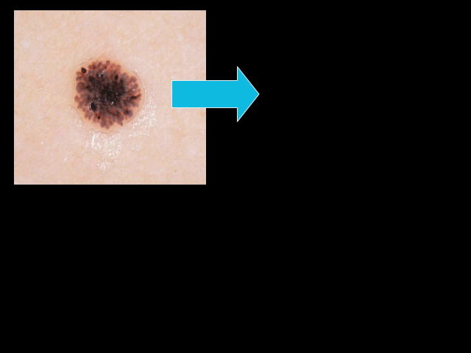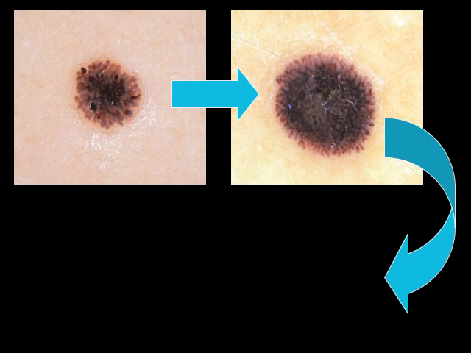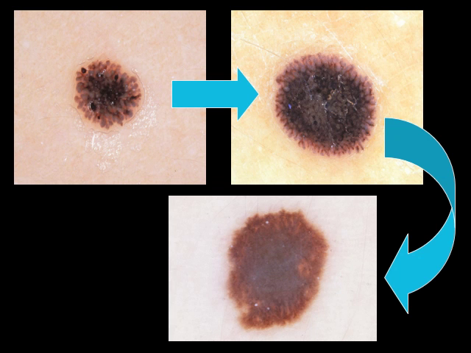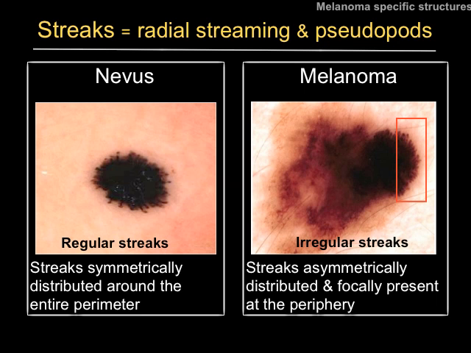Similarly, Spitz nevi with pseudopods, if sequentially followed, will enlarge in a symmetric fashion. Once the nevus enters senescence, the pseudopods are no longer visible and the nevus will usually manifest a homogeneous pattern. Streaks are most commonly encountered in Spitz nevi and in melanoma.